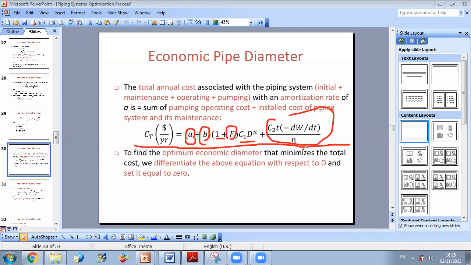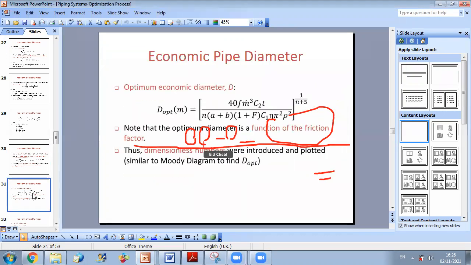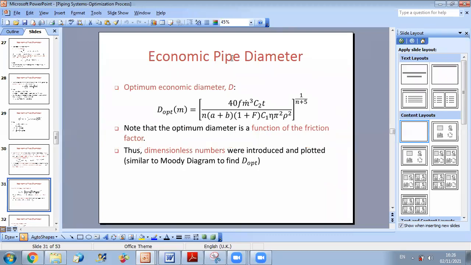Now, in order to find the optimum economic diameter that will minimize the total cost, we need to differentiate the above equation with respect to the diameter, and we will set the result equal to 0. We will not go over the details of the derivation, just you should understand the procedure here. It's a little bit complex. The final expression for the optimal diameter is this one.